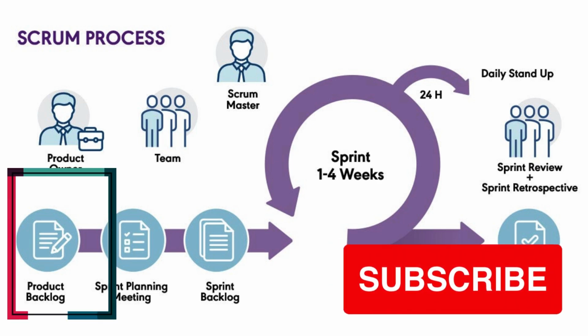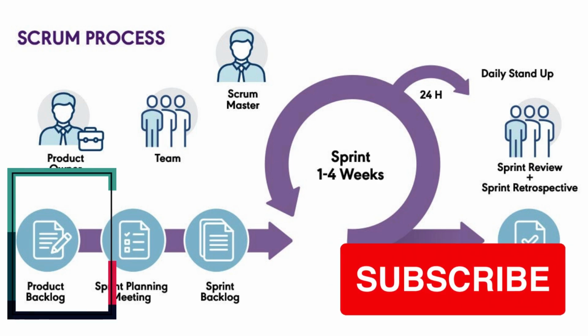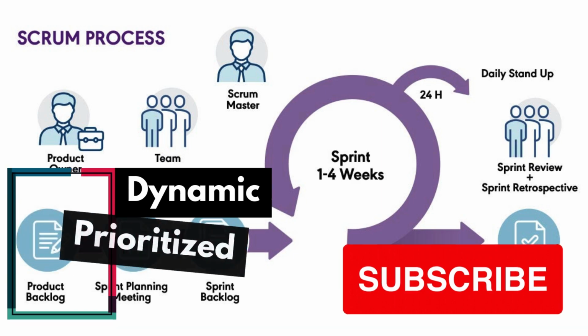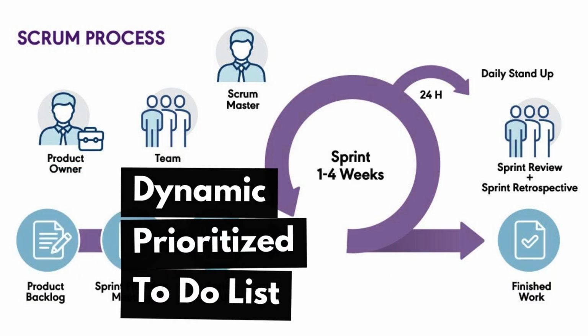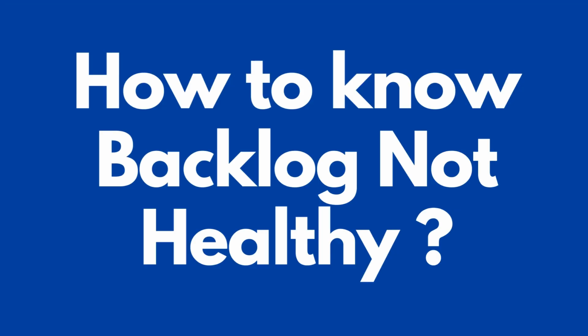The product backlog is the starting point of the Scrum process. Think of it as a dynamic but prioritized to-do list for your product. But how do you know if your backlog is not healthy?